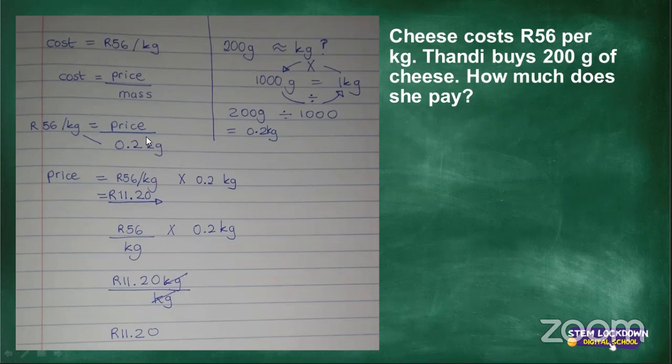Then again, you cross multiply. Price is equal to 56 multiplied by 0.2, you get 11 rands 20 cents. 11 rands 20 cents. That will be your final answer.